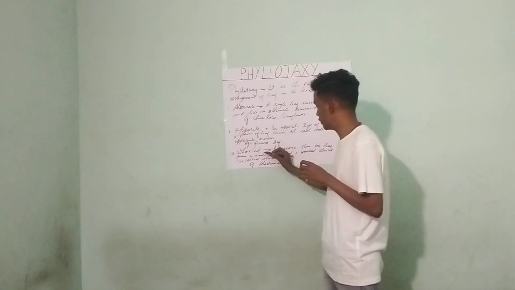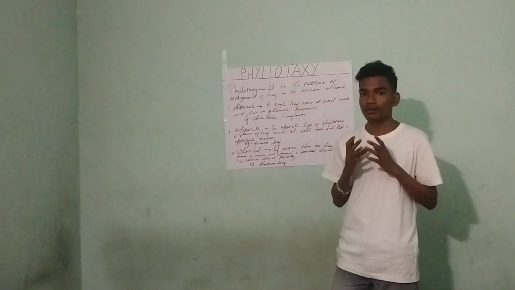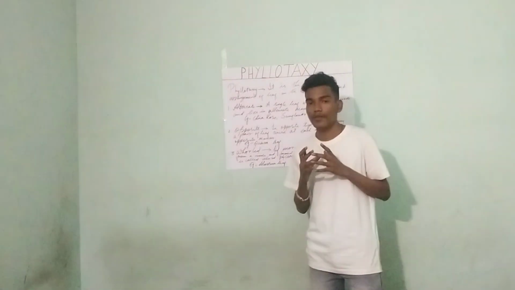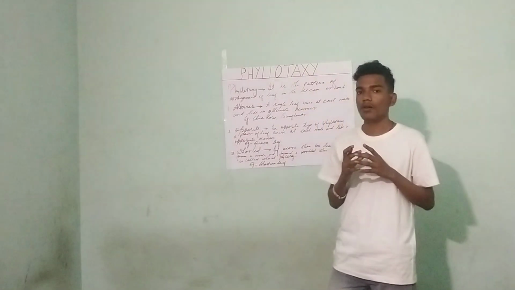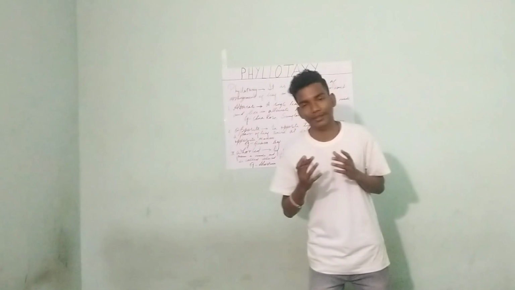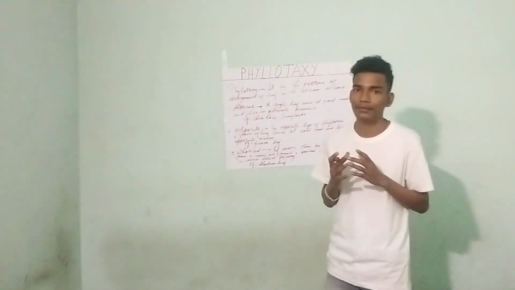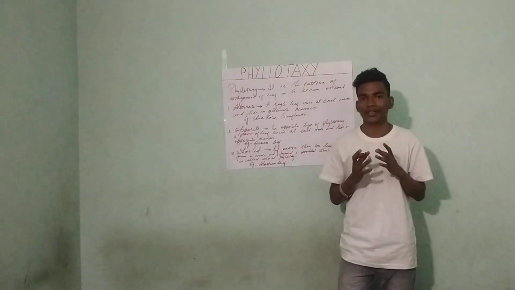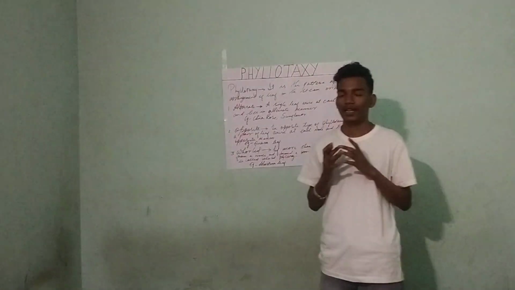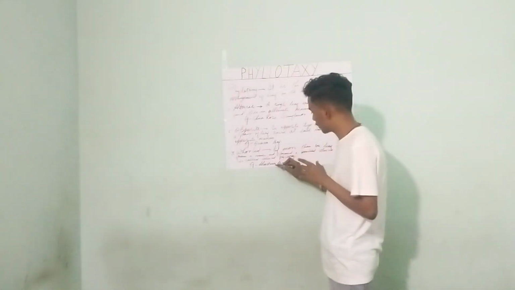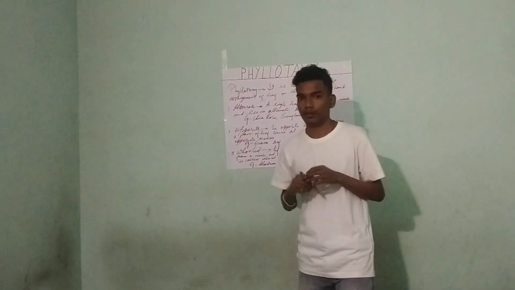And the third is whorl. If more than two leaves arise at each node and form a whorl, then it's called whorled phyllotaxy. As I said, whorled phyllotaxy will be quite similar to a triangle, might not be exactly that, but quite similar. So kindly try to look and identify. This will be seen in the Alstonia leaf.